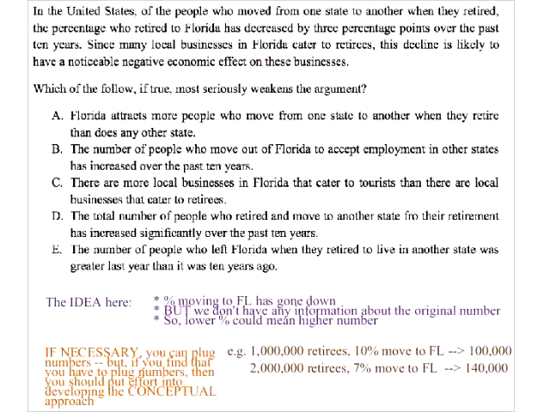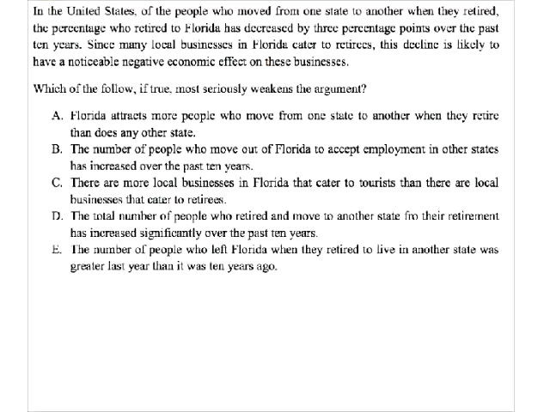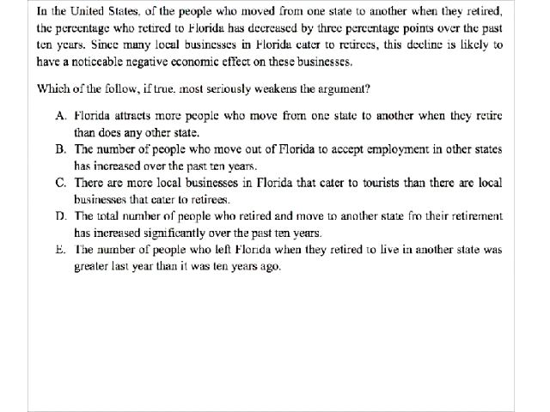Answer C is irrelevant because it doesn't have anything to do with the argument. The argument is just about businesses that cater to retirees. So the argument is concerned only with the cash flow and profits of businesses dealing with retirees. So therefore, comparisons to other kinds of businesses are irrelevant.